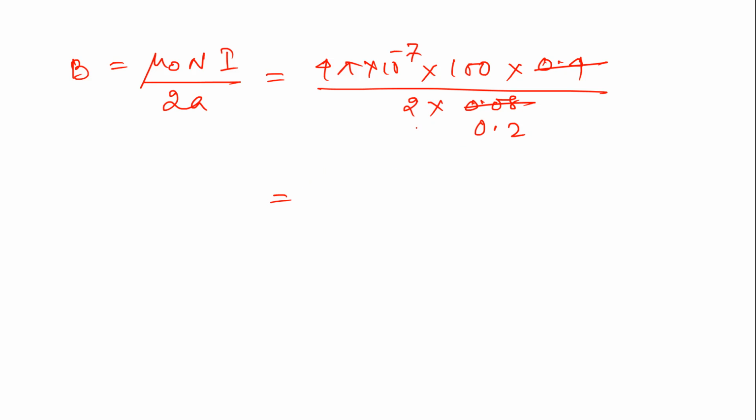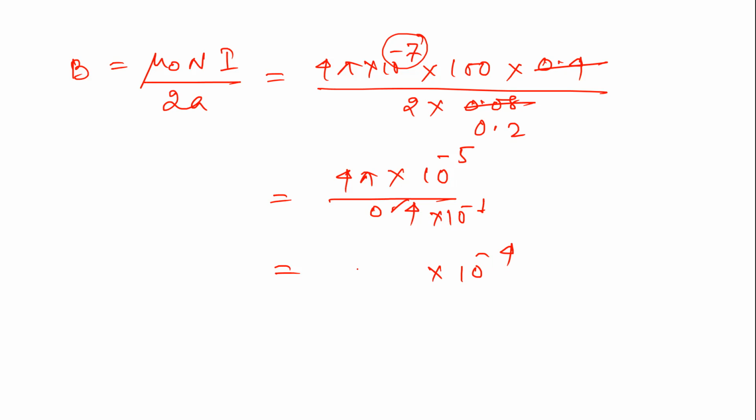And now we can say that this will be 4 pi into 10 to the power of how much? This is 10 to the power minus 7. This is of 100, and 100 means 10 to the power 2, right? So I can get this as 10 to the power minus 5, and in this case this is 0.4. So by the simplest form of the calculation, this is 10 to the power minus 1. So it goes up to 10 to the power minus 4, and we are getting pi into 10 to the power of minus 4.